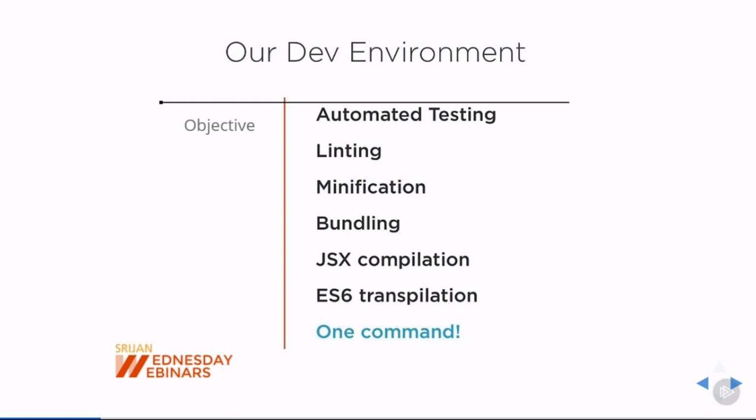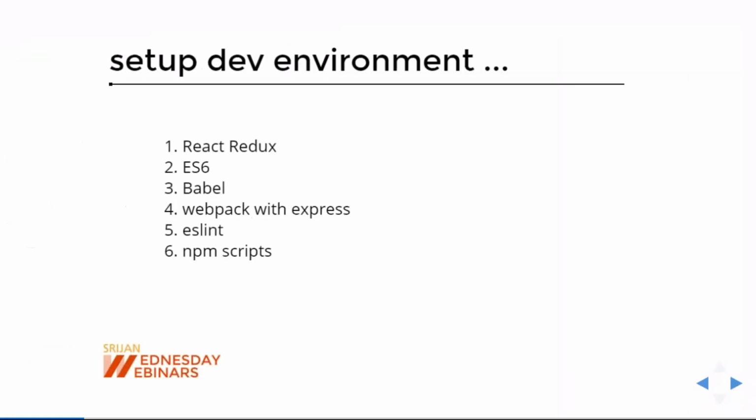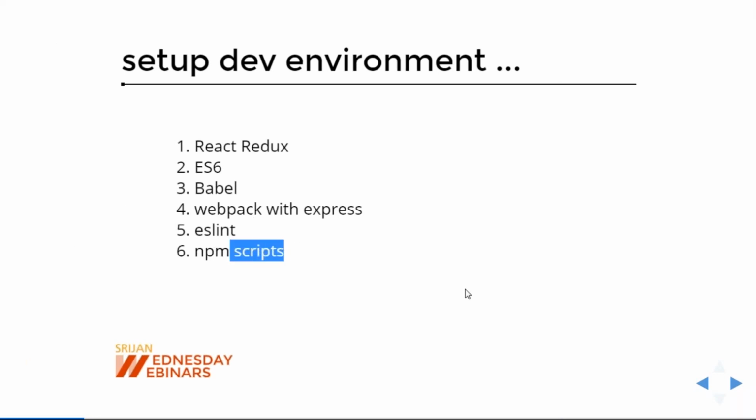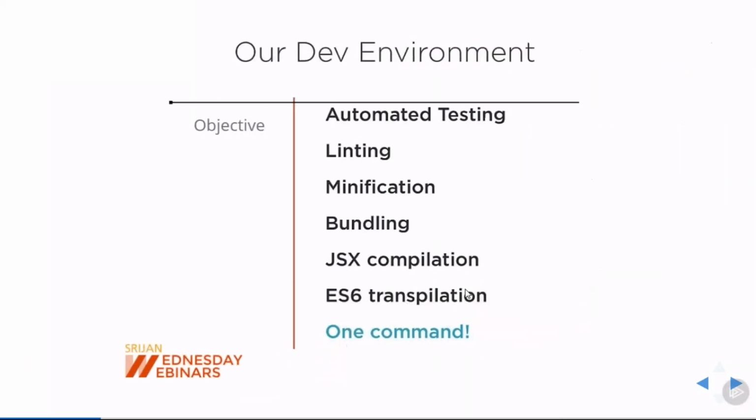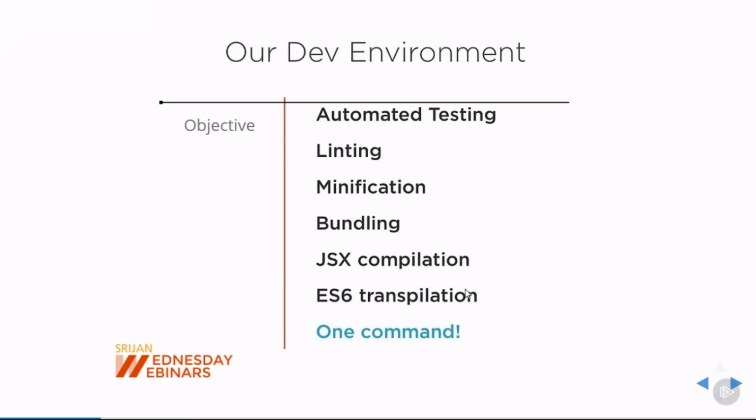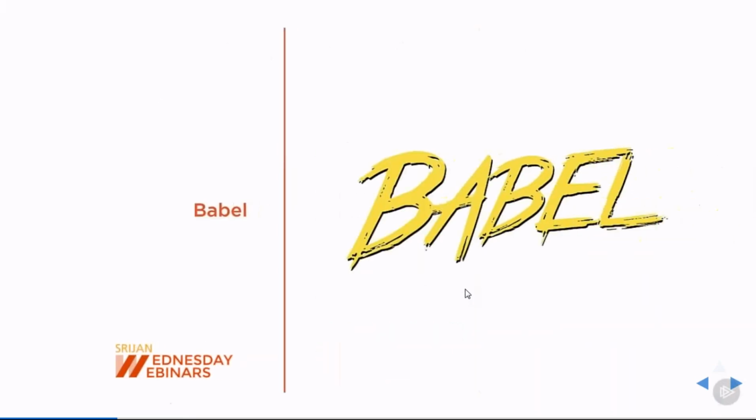in a single command. So we will be writing these NPM scripts. These NPM scripts will enable us to combine all these tasks in a single command. Okay, so first of all, just a quick introduction of all these tools. Babel is a transpiler and a transformer.